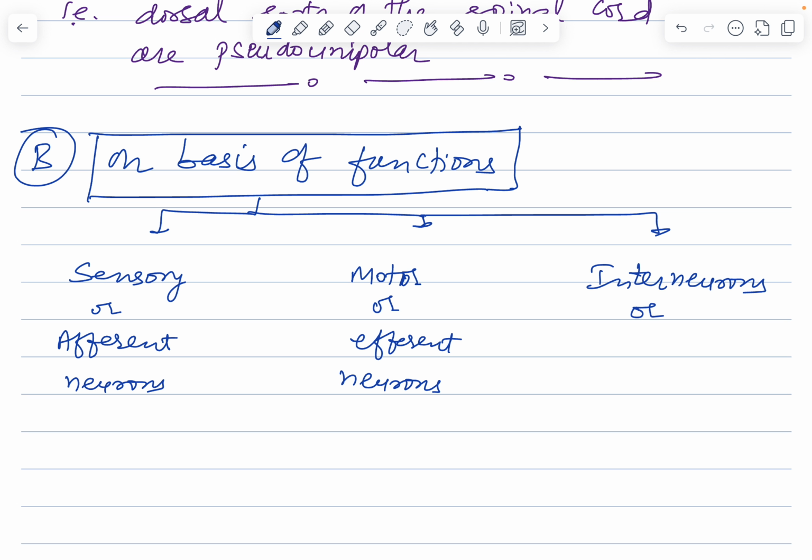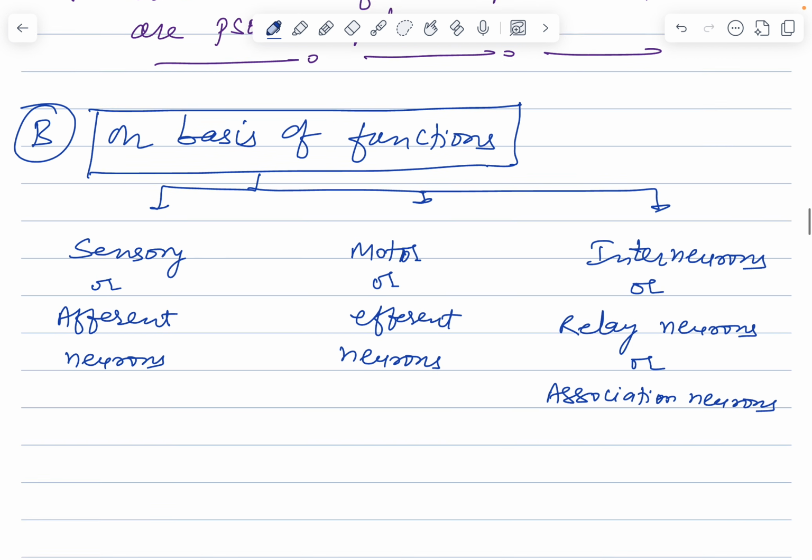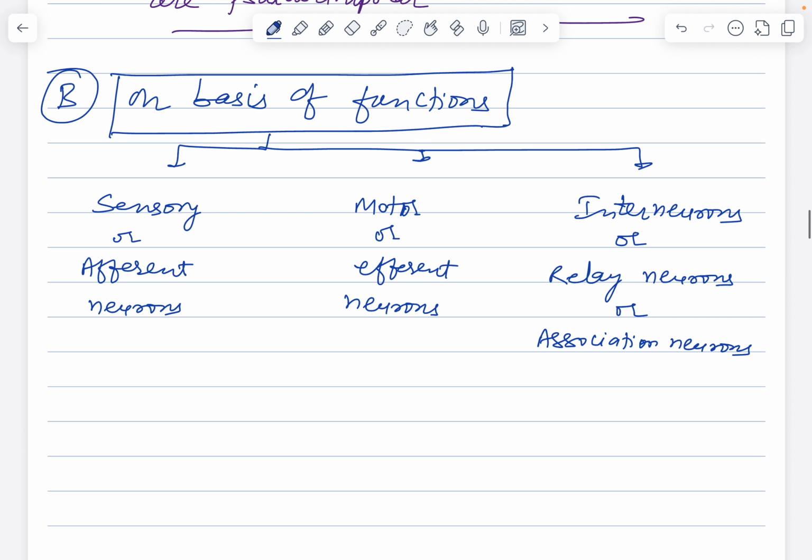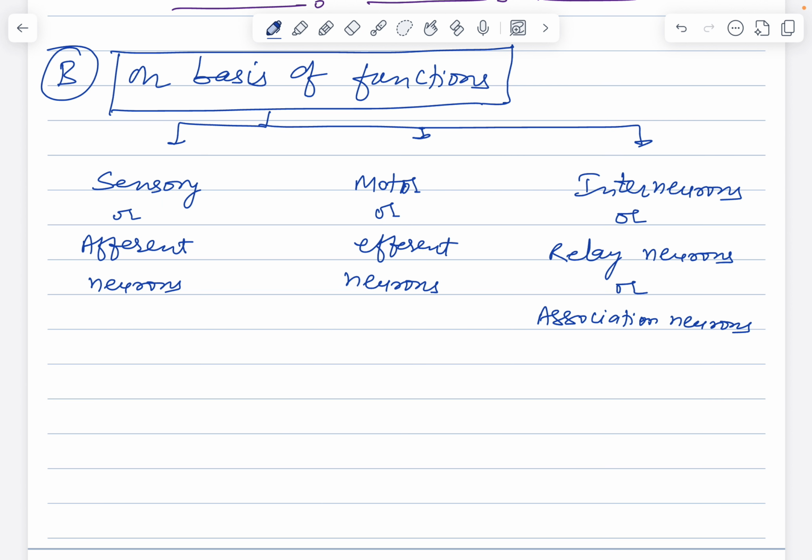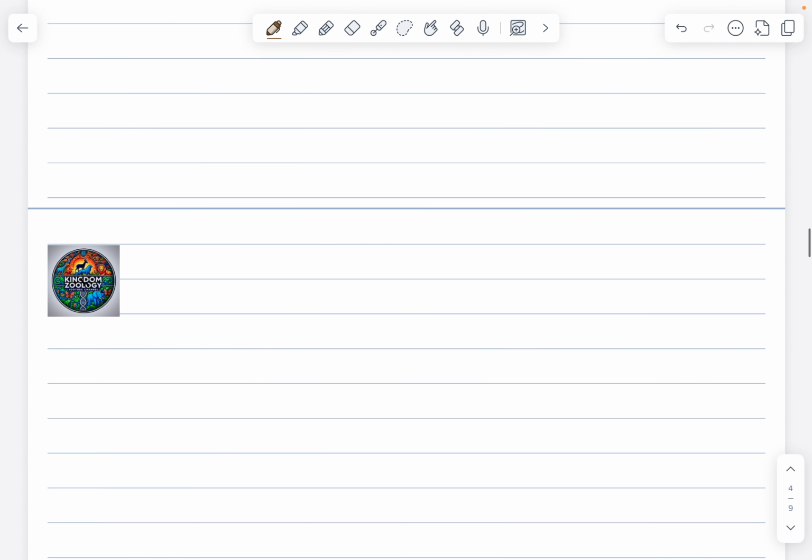Interneurons are also called relay neurons, association neurons, other terms. Okay, so let me first explain these to you in a diagrammatic form that would help you understand all the things, and then we can write down the definitions.